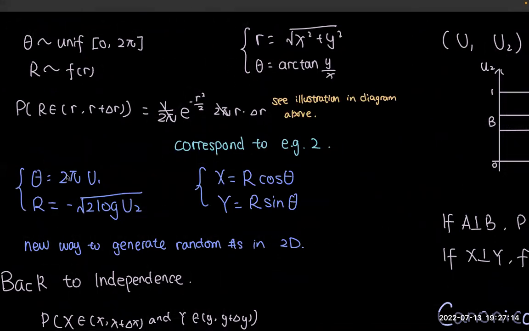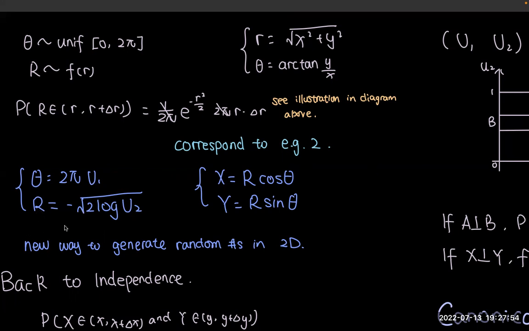And theta is uniform from 0 to 2 pi, right? So this is 2 pi U. And theta and r are independent. No matter what theta is, r always follows the same distribution. So therefore, we use U1 here to generate theta, and we use U2 here to generate r. Remember, this negative should be inside of the square root. Okay, sorry for the typo. And then we let U1 and U2 be independent of each other, so that theta and r have nothing to do with each other.